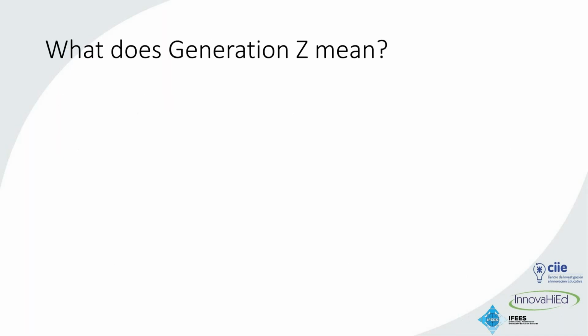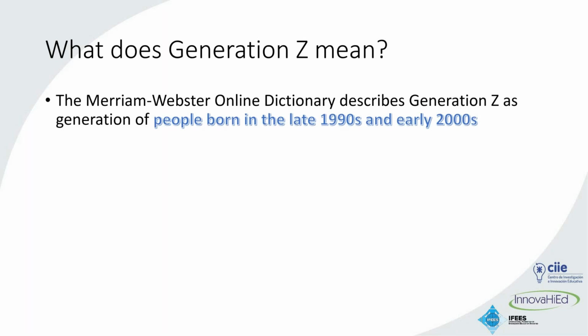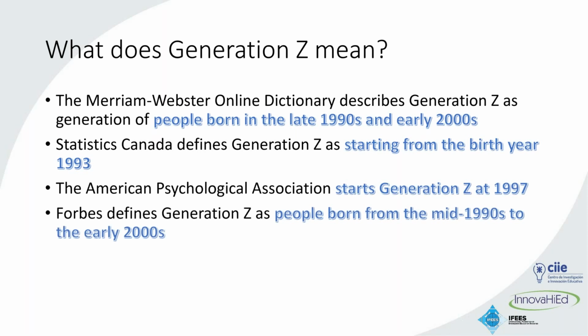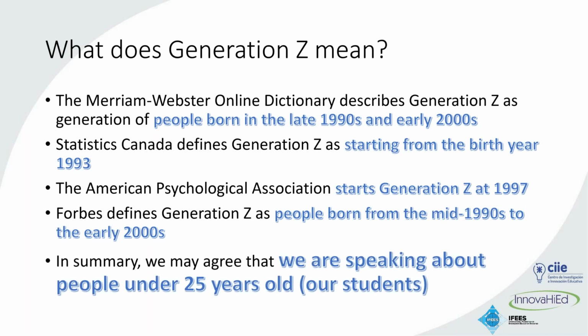So let's go to our topic today, and let's begin explaining what does Generation Z mean. According to this dictionary, Generation Z is conformed by the people born in the late 90s and early 2000s. And we have here different definitions, but most of them are referring to people born in the 90s and from then till today. So we may agree that we are speaking about people under 25 years old. So we are speaking essentially about our students, our undergrad students.